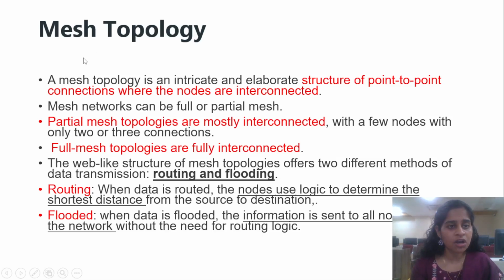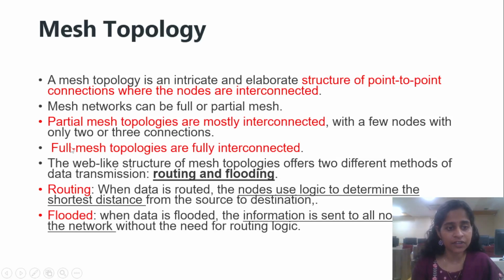Next, we are going to learn about mesh topology. Mesh topology is somewhat similar to point-to-point. Here the only difference is that all the nodes are interconnected. In point-to-point we have only two nodes, but here many nodes will be there and all will be interconnected.